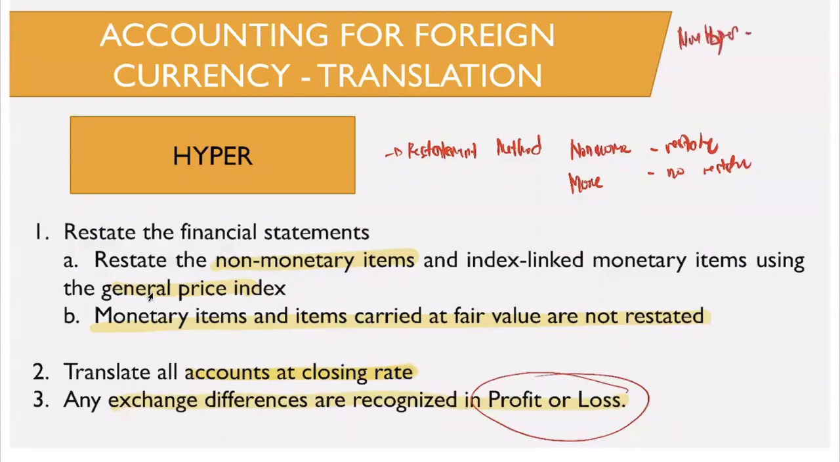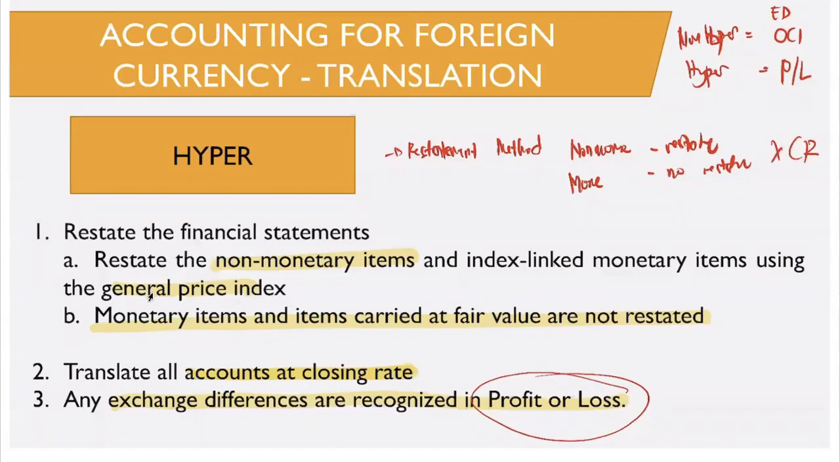Non-hyper, where do we place your exchange differences? In OCI. Hyper, where do we place it? In your profit or loss. Take note of that. Non-hyper in OCI, hyper profit or loss. The only new thing here is simple. If non-monetary, you restate it, multiply it by your closing rate. If monetary, do not restate, multiply it by your closing rate.